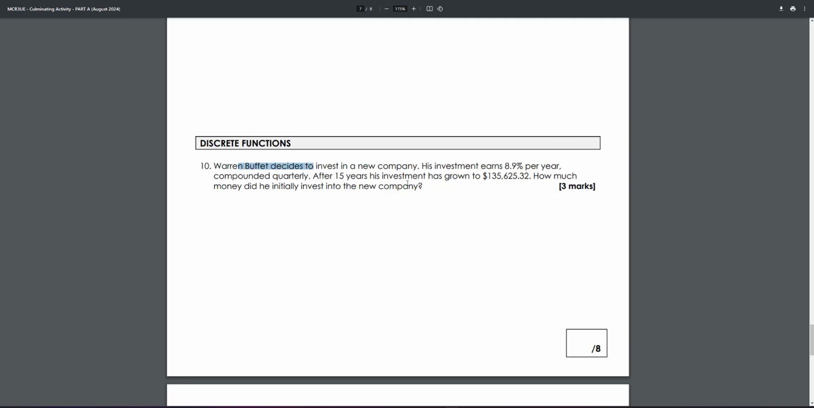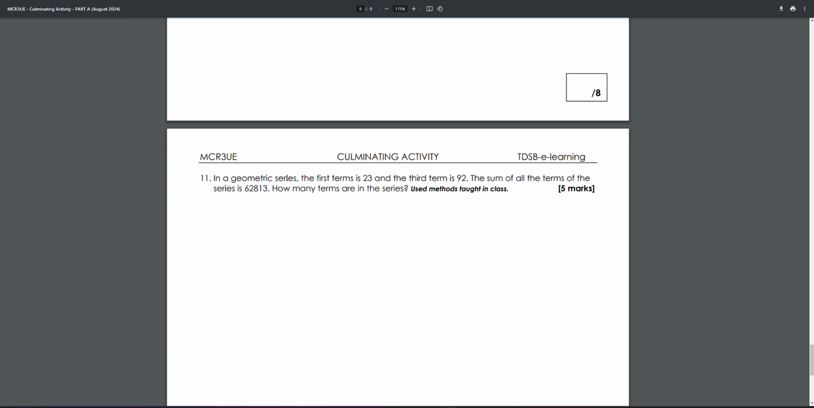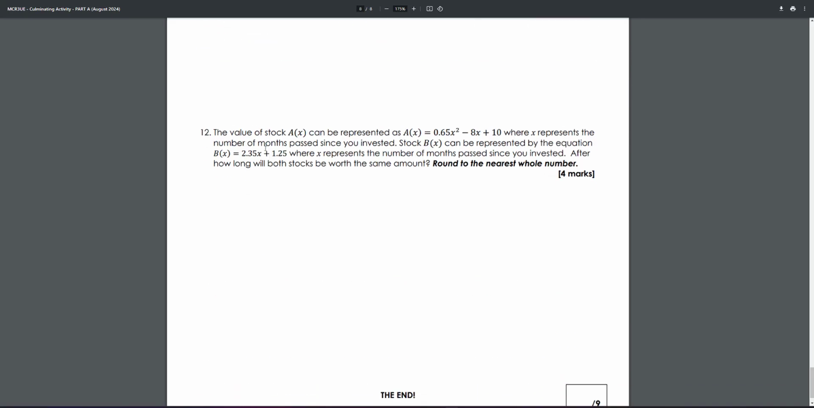Warren Buffett decides to invest in a new company. His investment earns 8%. Oh, we just did this, compound interest. Remember this? And then geometric series, we just did this as well. First term is 23, third term is 92. The series is this. Use methods taught in class. The value of a stock. Same amount.